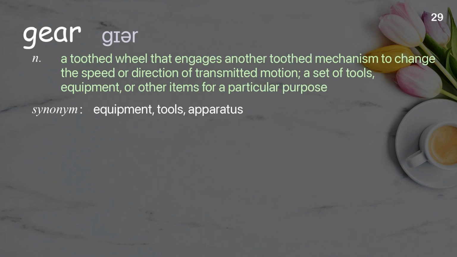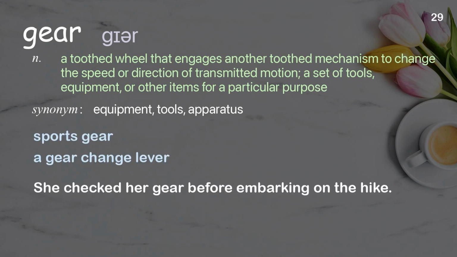Gear. A toothed wheel that engages another toothed mechanism to change the speed or direction of transmitted motion, a set of tools, equipment, or other items for a particular purpose. Examples: sports gear, a gear change lever. She checked her gear before embarking on the hike.